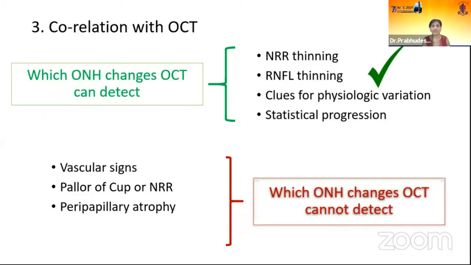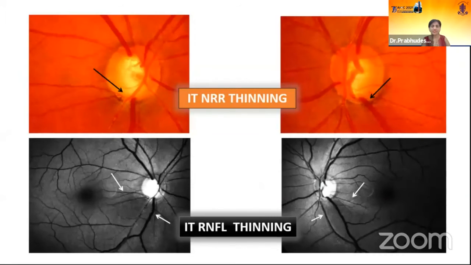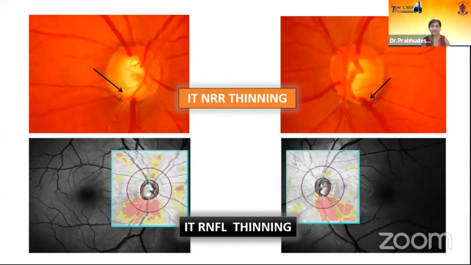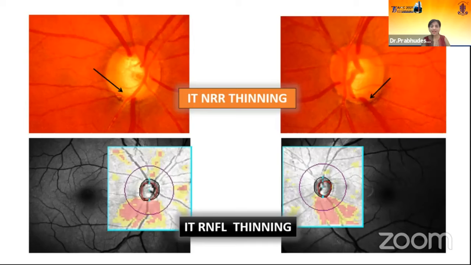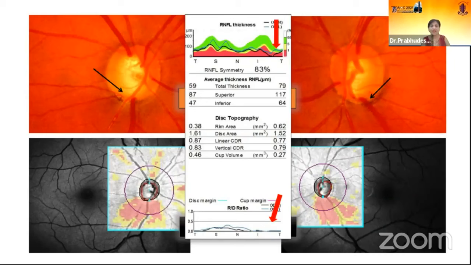So how do we predict this? There are certain things which OCT can detect, that is NRR thinning and RNFL thinning. There can be clues for physiologic variation, and we know statistical progression is available with OCT. But there are certain signs which OCT cannot detect, and these are vascular signs, pallor of cup or NRR, and peripapillary atrophy. So if a patient has NRR thinning and RNFL thinning like this, OCT can definitely find it and tell us that, okay, this is NRR thinning. The most important thing is you can see NRR thinning and RNFL thinning exactly in that location.